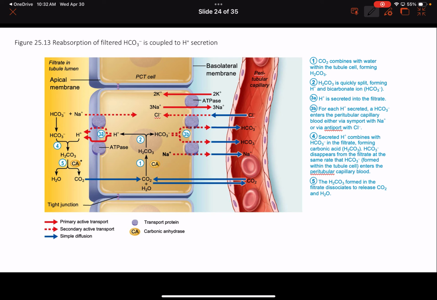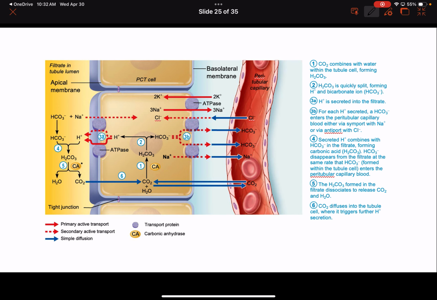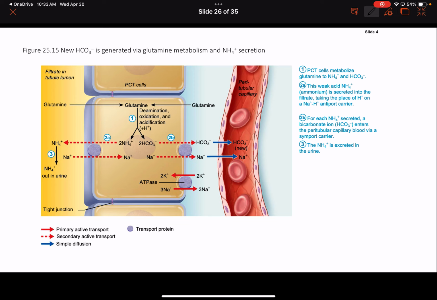We already just talked about that. The carbonic acid is formed in the filtrate and dissociates to release the CO2 and the water. CO2 diffuses into the tubule cell where it triggers further hydrogen ion secretion. So again, it's just cyclic, over and over, to get rid of hydrogen ions to make sure that we maintain a pH balance. All right.